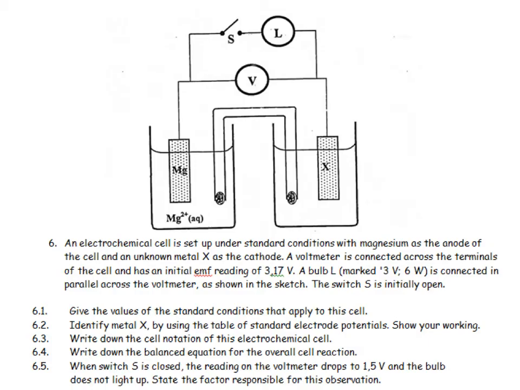An electrochemical cell is set up under standard conditions with magnesium as the anode of the cell and an unknown metal X as the cathode. A voltmeter is connected across the terminals of the cell and has an EMF of 3,17 volts. A bulb is marked 3 volts, 6 watts. And so now I can ask electricity questions if I wanted to. They won't go into much depth because it is the chemistry paper, but they can expect you to at least know watts is power, volts is potential difference. It is connected in parallel across the voltmeter, but the switch is open, so it actually means nothing yet.